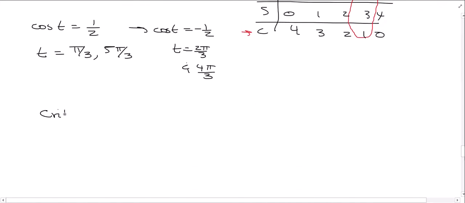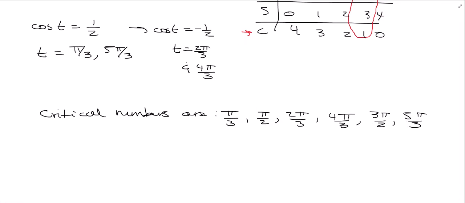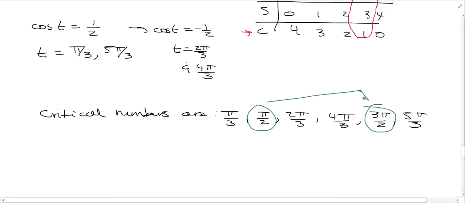So our critical numbers are, starting from the smallest one, pi over 3, then pi over 2, that's where the derivative is undefined, then 2 pi over 3, 4 pi over 3, then 3 pi over 2, where the derivative is undefined, and then 5 pi over 3. So these are our critical numbers, right? These two are from g prime being undefined, and the other ones are where g prime is 0.